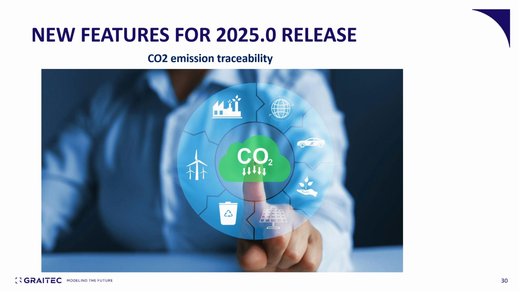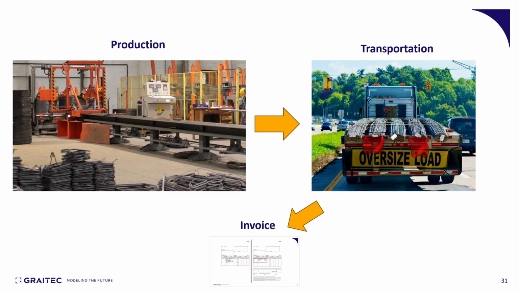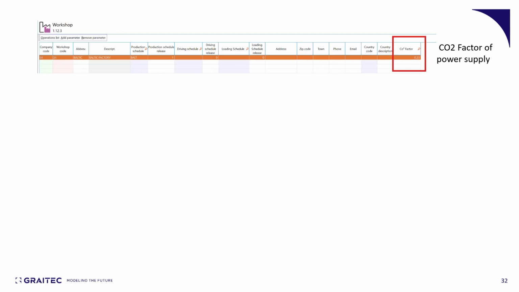Okay. So next feature that we've added is the new feature for 2025 release, which is the CO2 emission traceability. And here you now have the ability to calculate the CO2 emission from the production and the transportation side. So you have the production side, you have the transportation, which will allow the software to create an invoice of the total CO2 emitted.